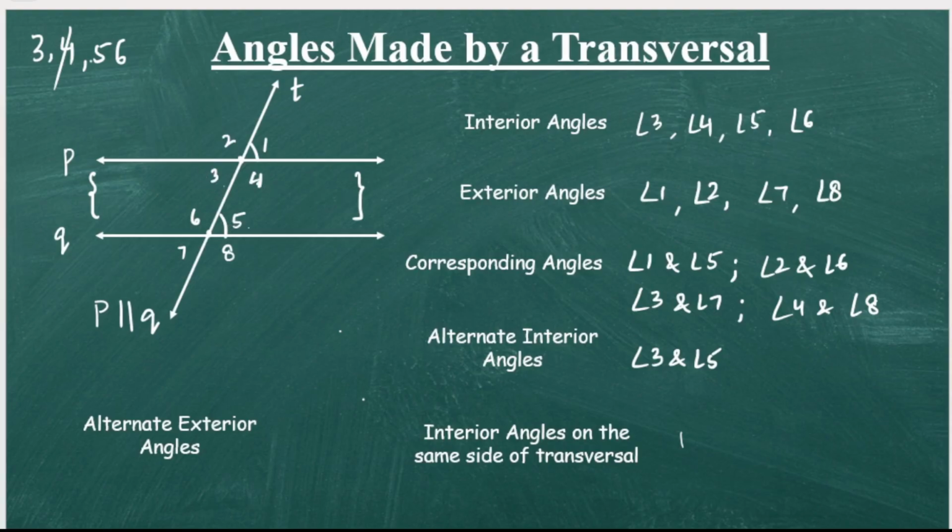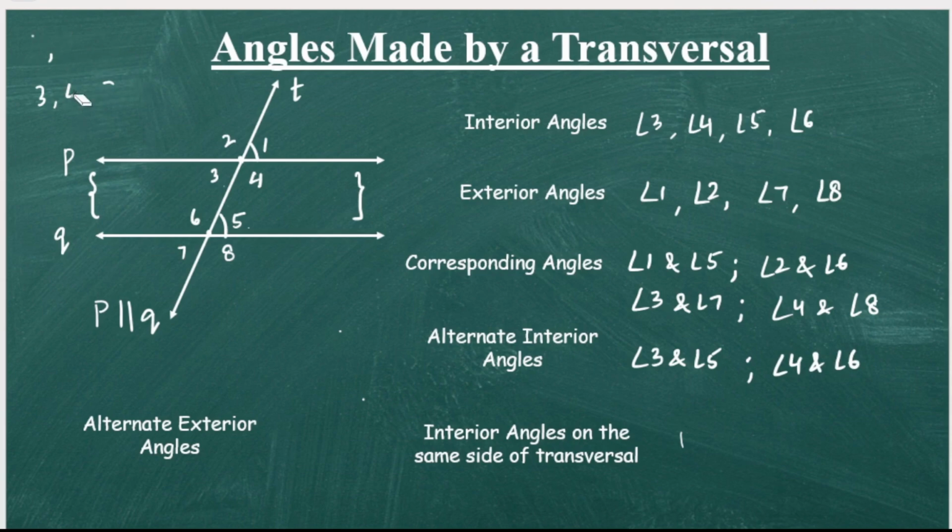Can you name the next one? Of course, 4 and 6. If I have 3, 4, 5, 6, then after 4, skip 5 and you have 6. So my next pair of alternate interior angles is angle 4 and angle 6.